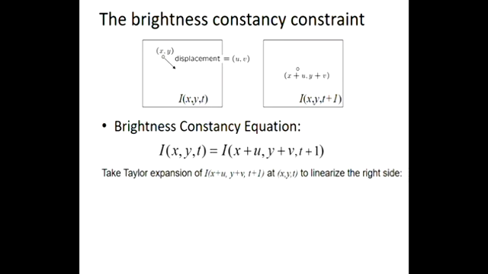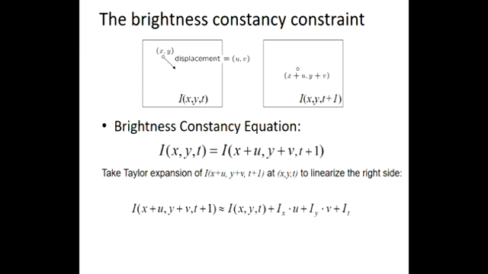We can turn this into a useful constraint by taking the Taylor expansion of I(x plus u, y plus v, t plus 1) at (x, y, t). I'll just show this, and then I'll illustrate why it actually makes sense, because it's not very intuitive. I think the end result is not something that I would guess without going through the math, but then I'll show why it makes sense when you visualize it as well.